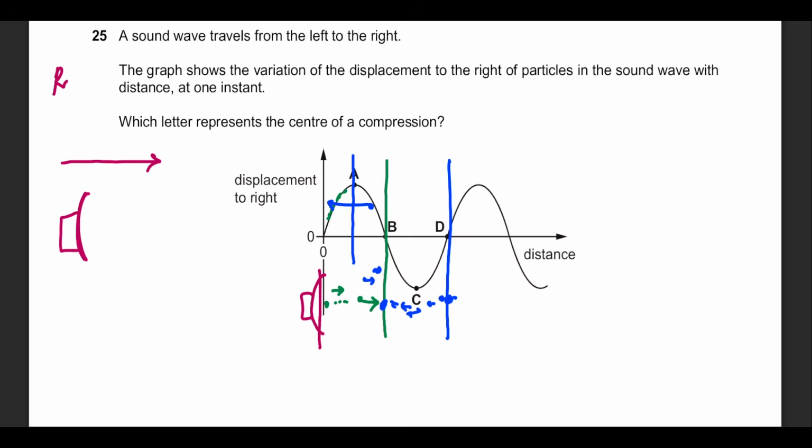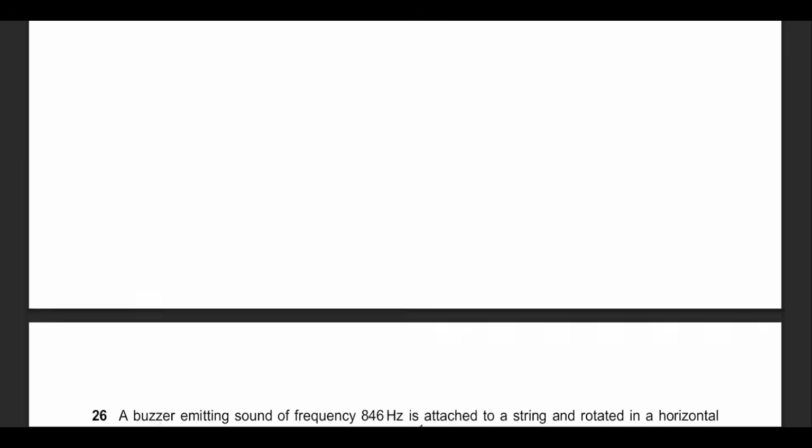Now the question he's asking is the center of compression. If you notice, the compression center is actually at point B, because only at this point are all the particles coming or trying to come close. These particles are moving to the right, these particles are moving to the left, and they're only coming towards B. B is not moving at all. So B should be the center of compression.